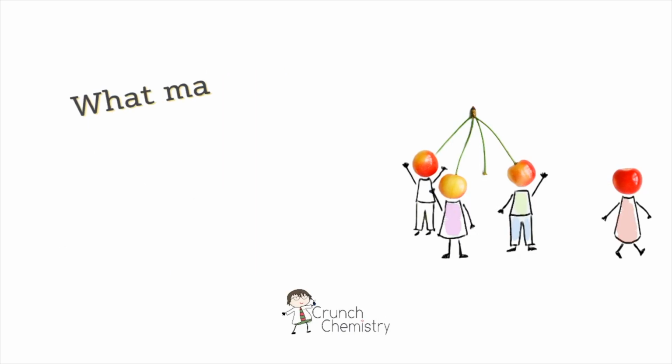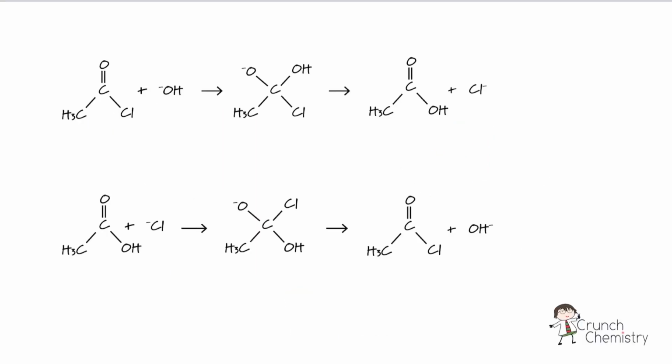Consider these two reactions. In the first one, the reaction is between an acyl chloride and hydroxide ions. In the second reaction, we have a reaction between a carboxylic acid and chloride ions. You'll notice that to all intents and purposes, reaction 2 is the exact opposite of reaction 1.